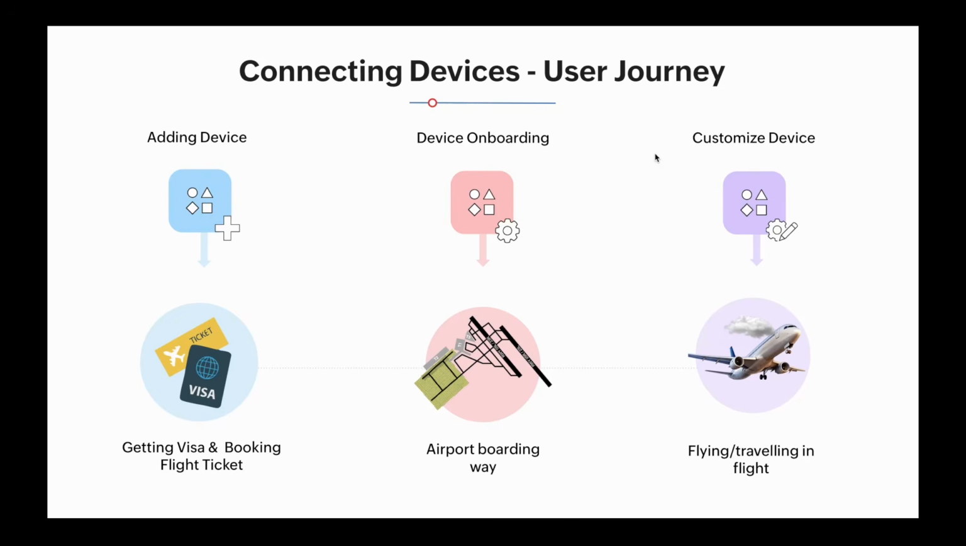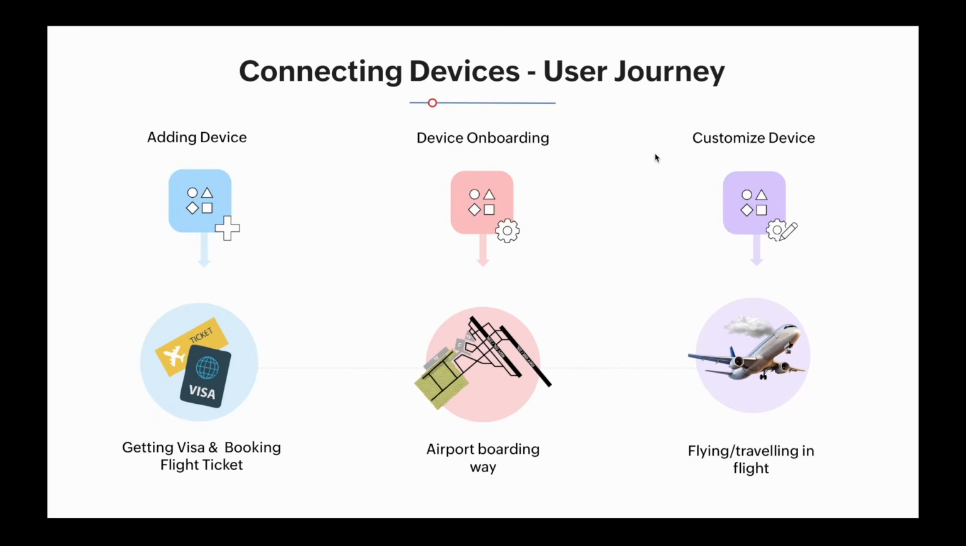And the third stage is customizing the device. This is the most fun part, which is like actually flying, right? While we are inside the flight, we have all the comfort and privileges to adjust our seats, set our preferences, order a meal, and a lot of things. Similarly, when the device gets added, you get the permission to adjust the device behavior, configure the dashboards, reports, and all that fits your needs.